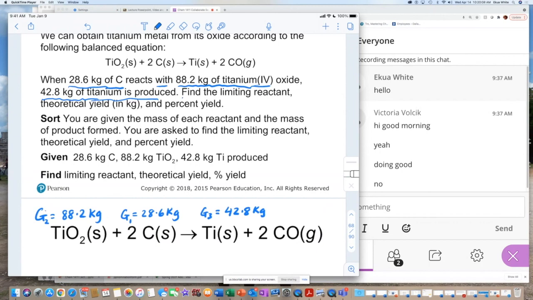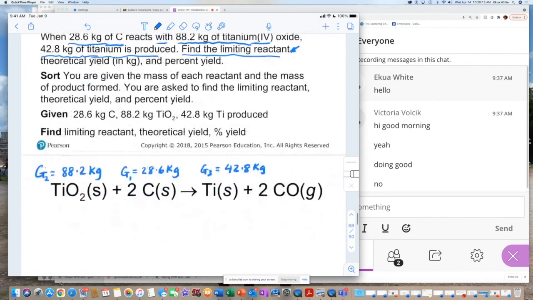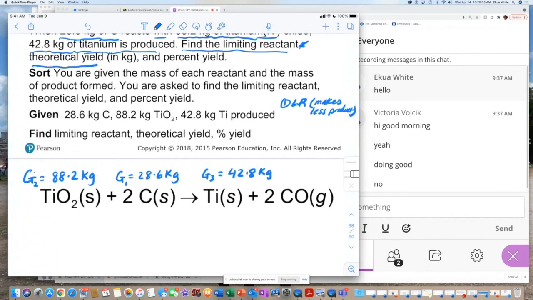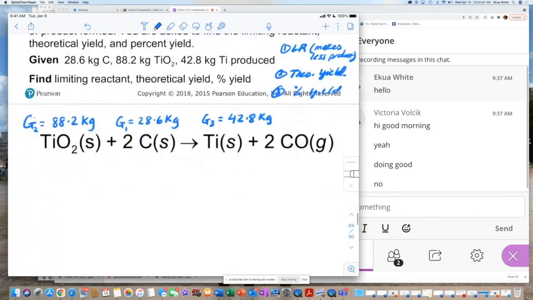Okay, so they're saying here, find the limiting reactant. In other words, find the one. So our goals here are, number 1, find the limiting reagent. This is the one that makes less product, right? So that's my clue, makes less product. Then theoretical yield, that less product that was made, and then percent yield. Okay, so here's the question.